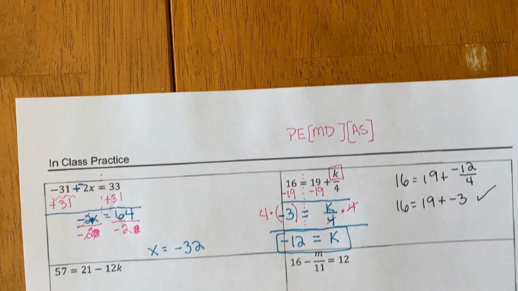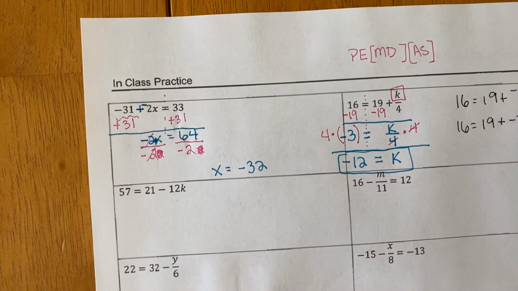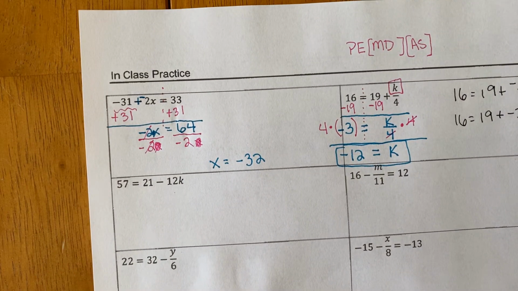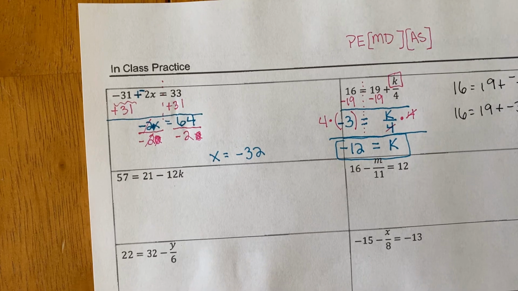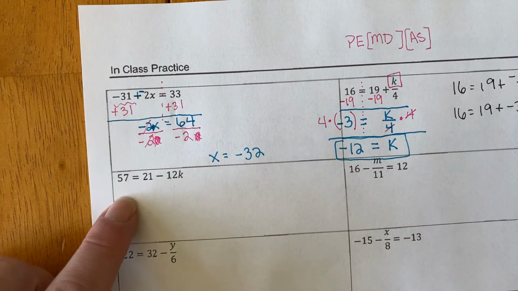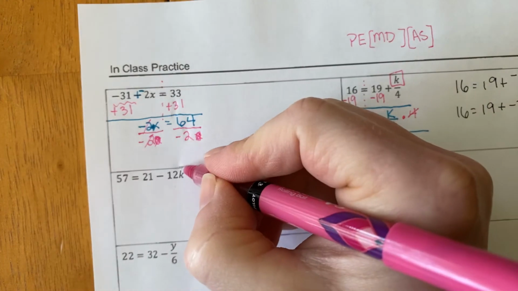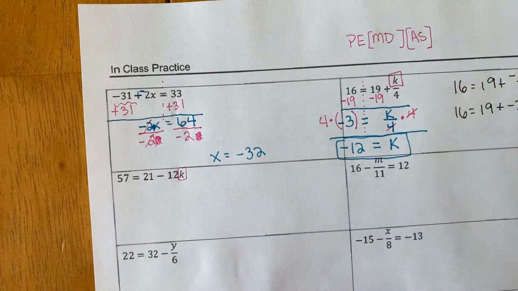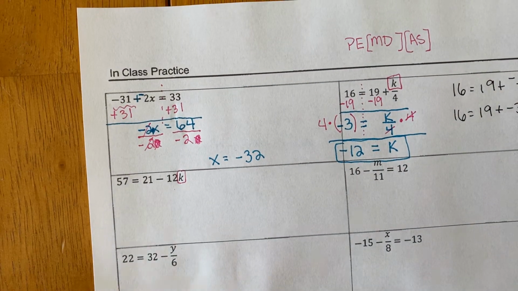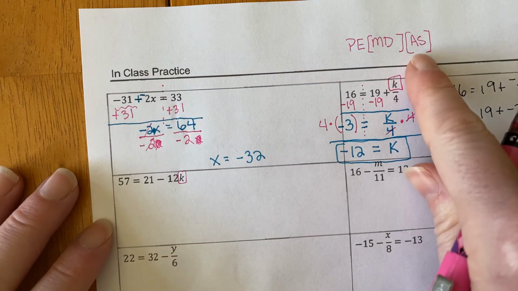Let's take a look at a second example. So let's look at the 57 equals 21 minus 12k. And again, this is the variable. So the first thing I want to do is undo any addition and subtraction.